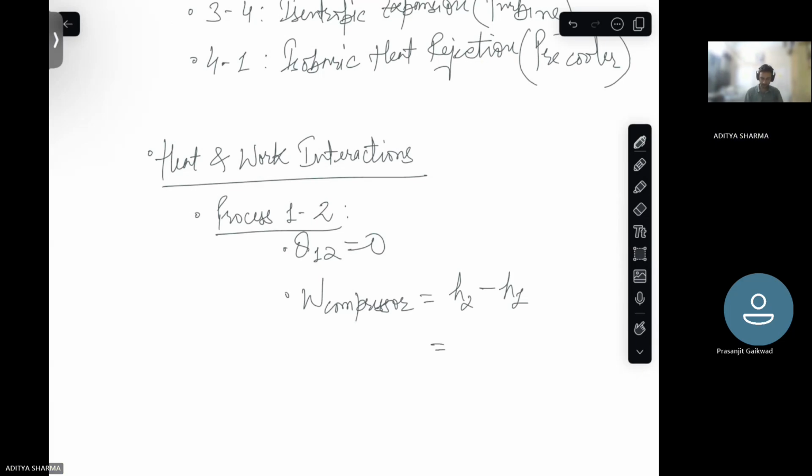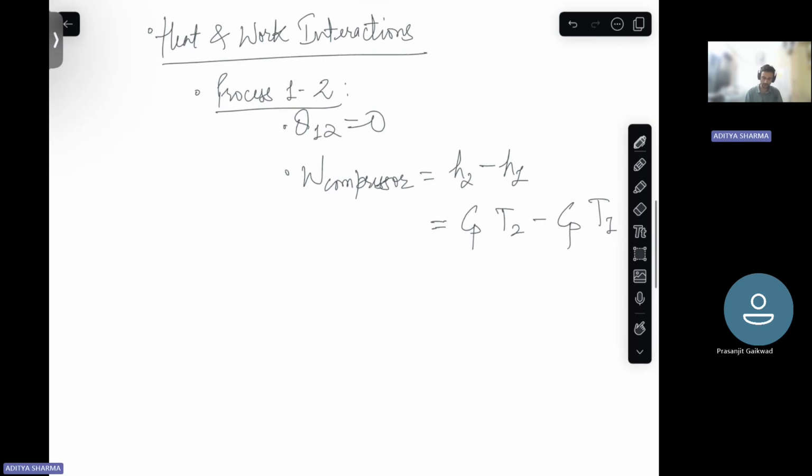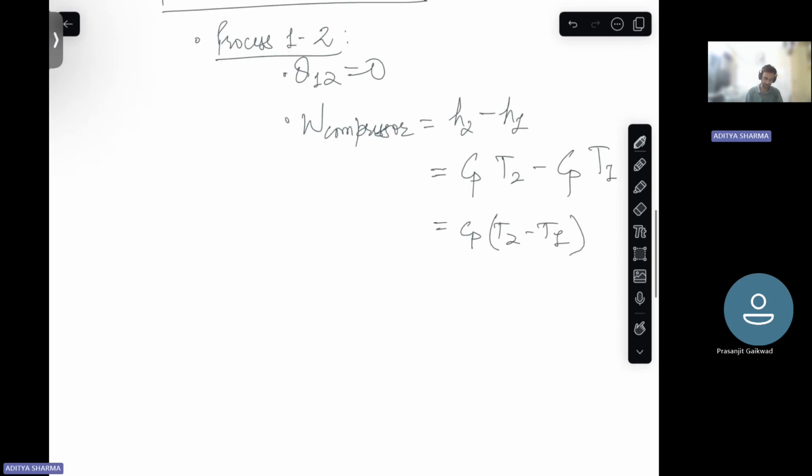Now for enthalpy, we can expand. So this can be specific heat at constant pressure multiplied by temperature, right? Static temperature. So this is your work input for your compressor.